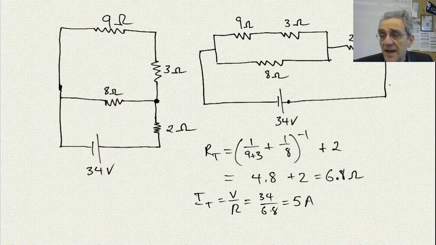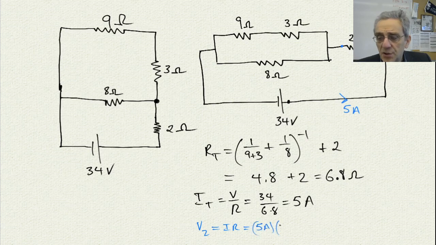So now let me draw that in here. I know now that I have 5 amps going through total. That means I have 5 amps going through this 2 ohm here. So what's the voltage drop for the 2? Well, the voltage drop for the 2 is going to be IR, 5 amps times 2 ohms. That's going to give me 10 volts across this guy.